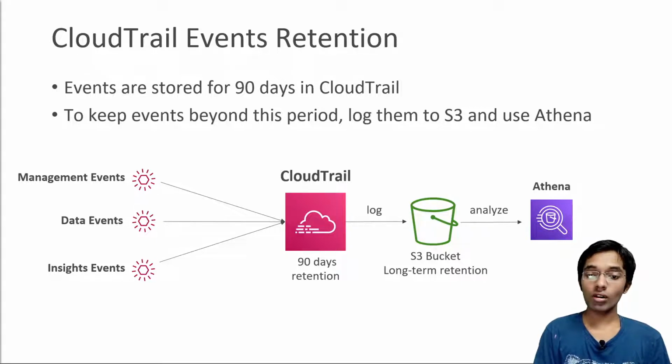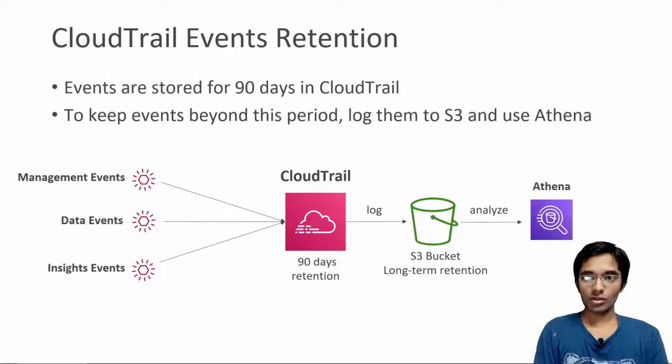So very simply, all your management events, your data events and your insight events are going to go into CloudTrail for a 90-day retention period, and then you would log those into your S3 buckets for long-term retention. When you are ready to analyze them, you would use the Athena service, which is a serverless service to query data in S3, to find the events that you are interested in and learn more about them. So that's it for CloudTrail event retention.